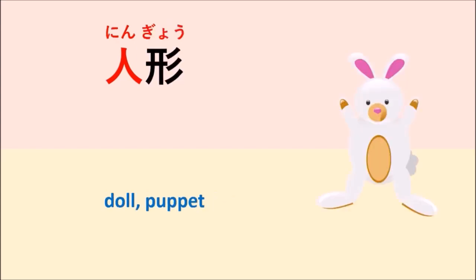Ningyo. Ningyo means doll or puppet. Here we have the kanji of the person and the kanji of katachi. Katachi means something that has a shape but no life. So when you put the kanji of people and the kanji of katachi together, it means something that is like people but has no life. So it means doll.